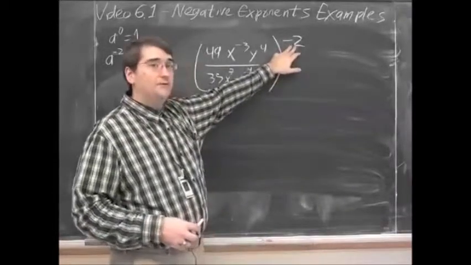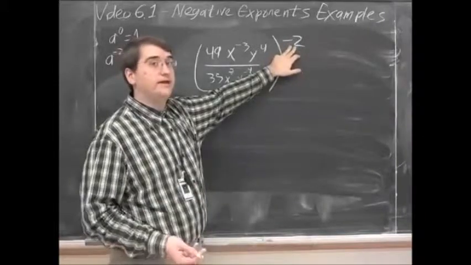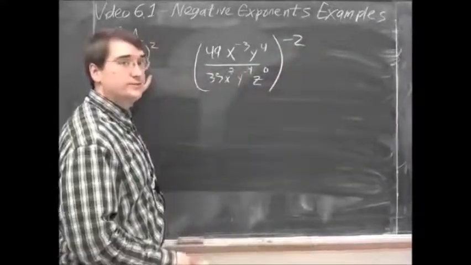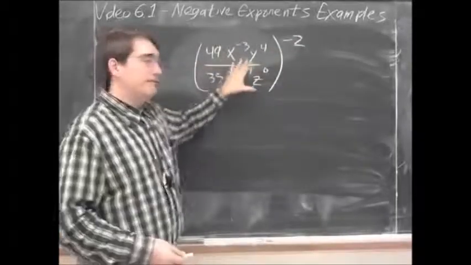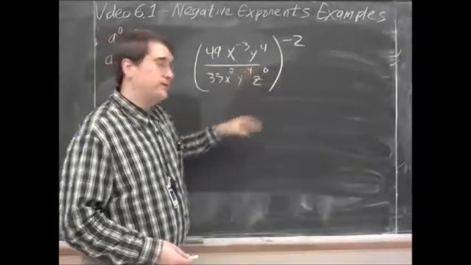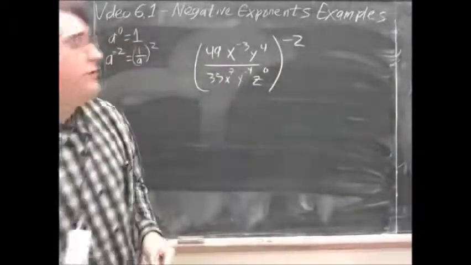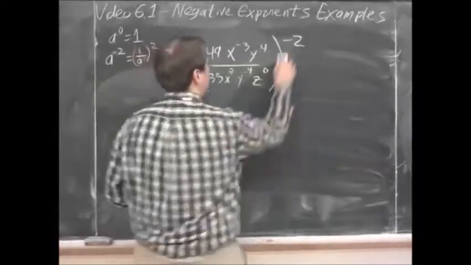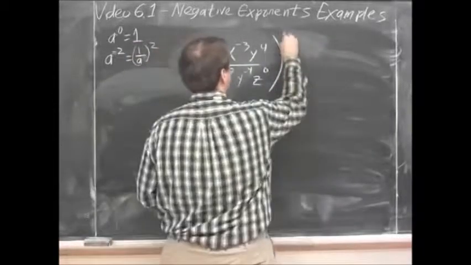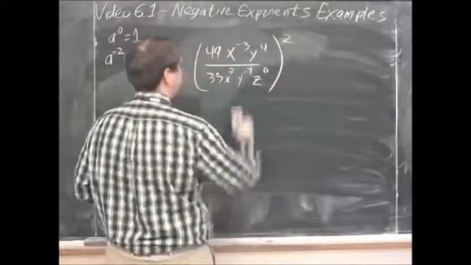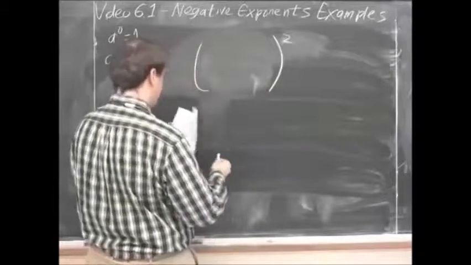When the power outside is negative, that should be your first step, is to make it not be negative. The negative power, again, means we take the reciprocal. And so I'm going to flip this whole thing. I'm going to erase it, though, and rewrite it, because I want to make sure I have enough room to write everything. So I'm going to change this to a positive 2. So that's now a positive 2. And in doing that, I'm flipping this fraction. I'm not doing anything to the inside apart from flipping it.